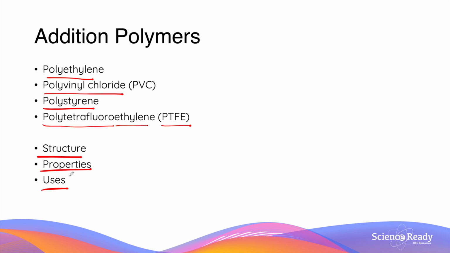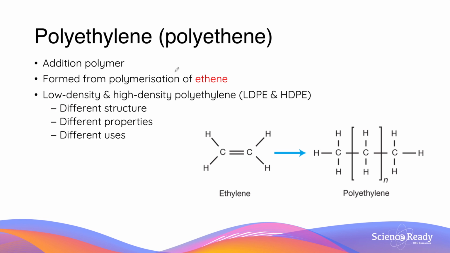I'll be using these examples of polymers to demonstrate how the structure affects the polymer's properties and how the properties play an important role in determining their uses. Polyethylene is an addition polymer that I used to demonstrate the production of addition polymers in another video. Polyethylene is formed from the polymerization of ethene, which is the monomer shown here.